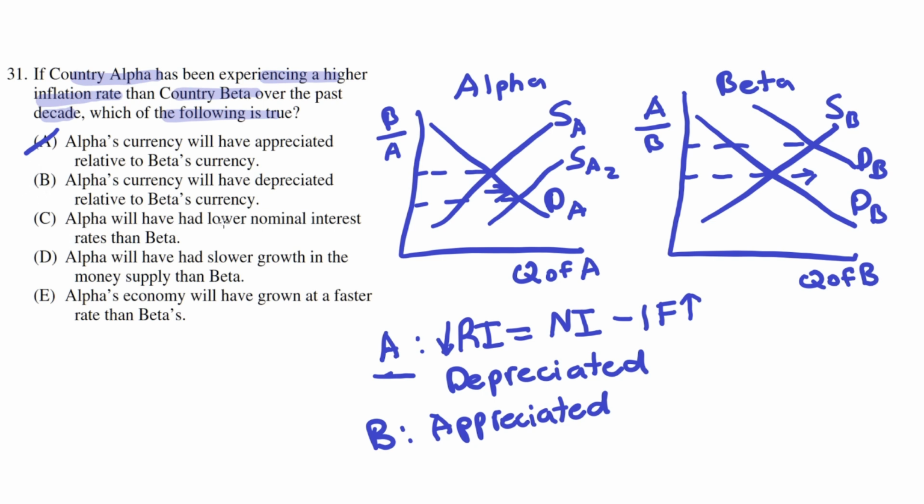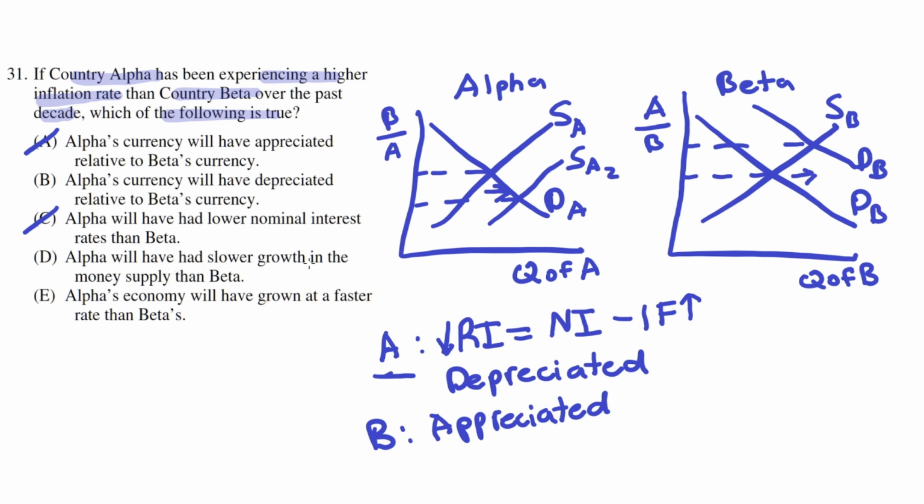C. Alpha will have had a lower nominal interest rate than beta. This is incorrect because we can see that the nominal interest rate will be greater, because an increase in inflation means that inflation plus real interest rate will lead to a higher nominal interest rate. So C is incorrect.